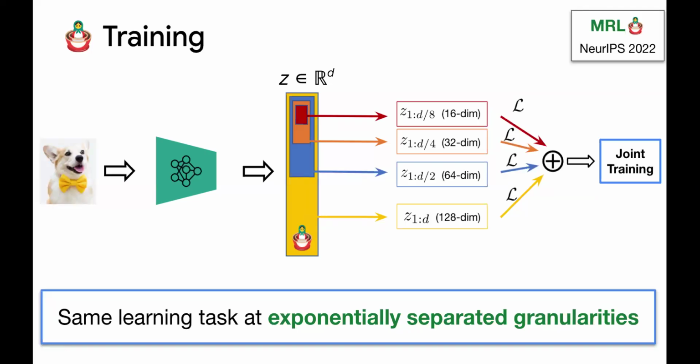And in short, it is basically solving the same learning task. It doesn't matter what the learning task is, what the data is, what your modeling is. We'll say do the same learning task at exponentially separated granularities like 128, 64, 32, 16. And that's pretty much it. That's the whole of the training algorithm.